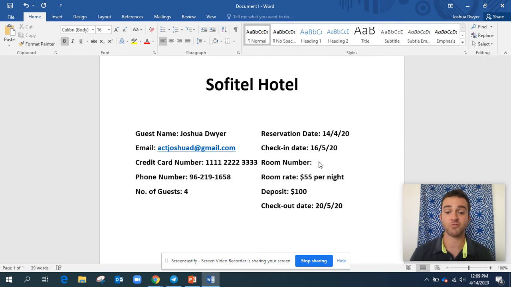The room rate is how much a night at the hotel costs. In this case, I put the room rate at $55 a night. The deposit is $100. When I made the reservation, I gave them my credit card number, and the deposit was $100. If I did not show up to check in, the hotel would keep that deposit. They would not give me my money back.